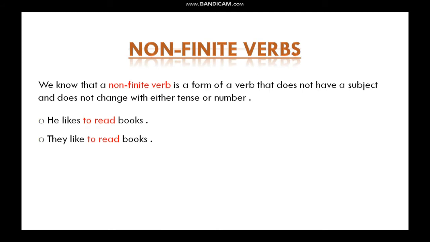Now we talk about non-finite verbs. A non-finite verb is a form of a verb that does not have a subject and does not change with either tense or number. For example, he likes to read books. So in this sentence, to read is a non-finite verb, and in this sentence, likes is the main verb. And second example, they like to read books. In this sentence, again, to read is a non-finite verb and like is a main verb, or you can say finite verb.